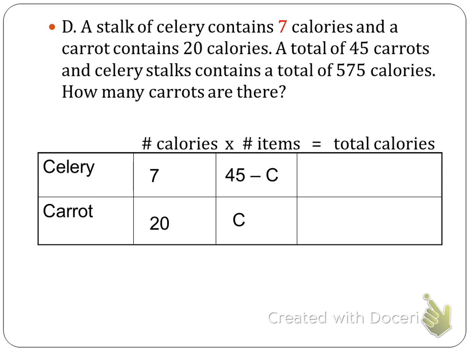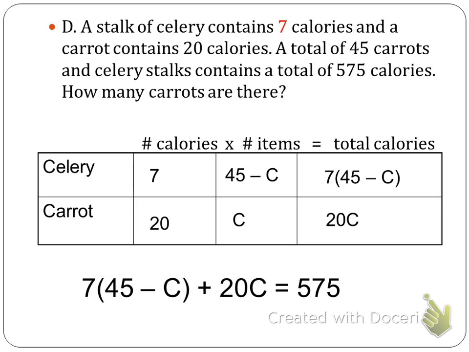All right, and then this is one where we just multiply the two together. Don't forget you'll have to distribute on that one where it's 45 minus C. And then we're going to add the two boxes over here together to get the 575. So this is the equation that I am going to need to solve.